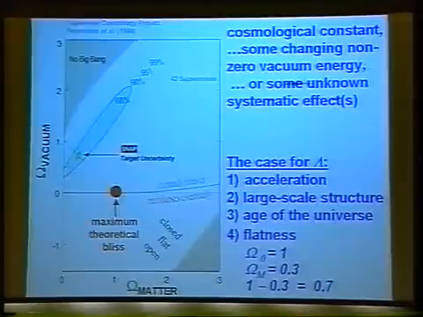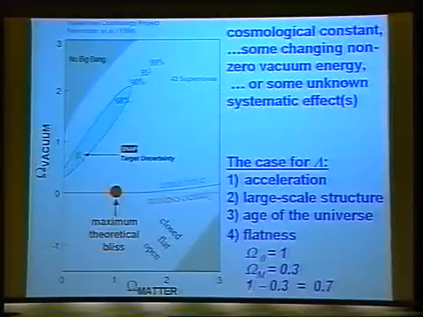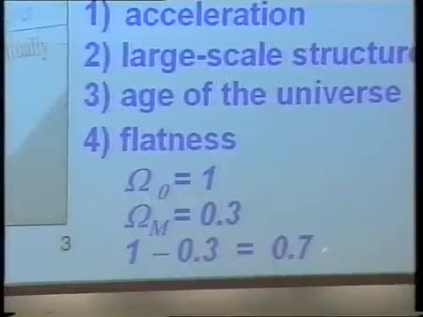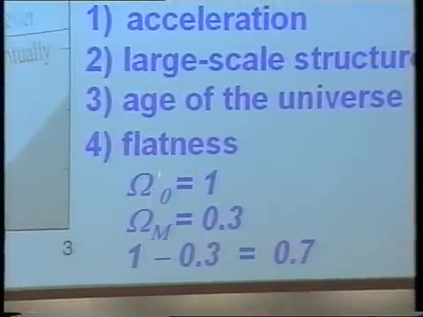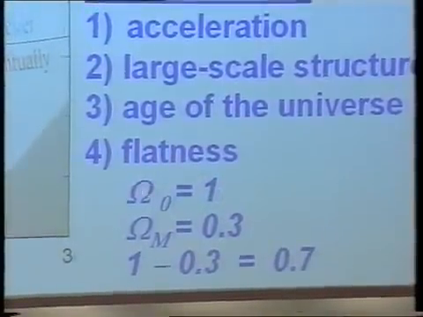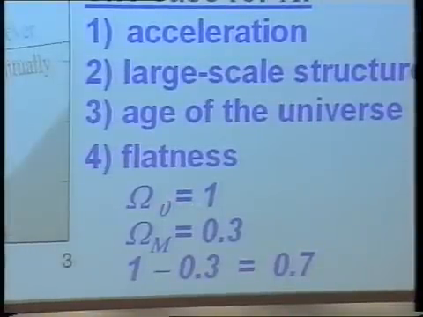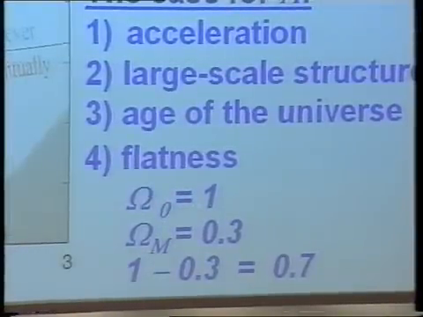The final piece of evidence for a cosmological constant is an exercise from arithmetic, and it goes to the result of 1 minus 0.3 is 0.7. This is due to the observational evidence from the microwave background radiation that the total value of omega is equal to 1.